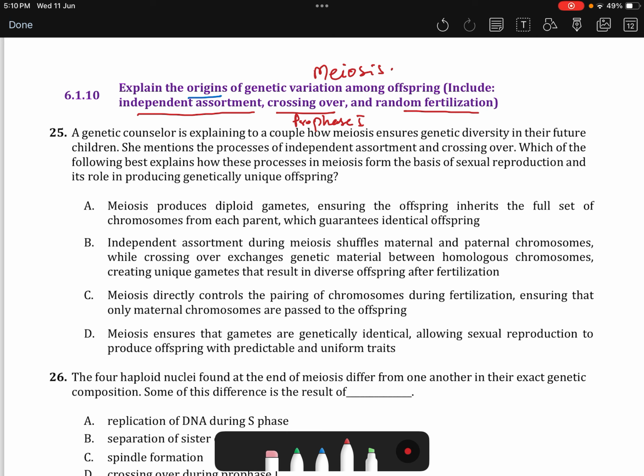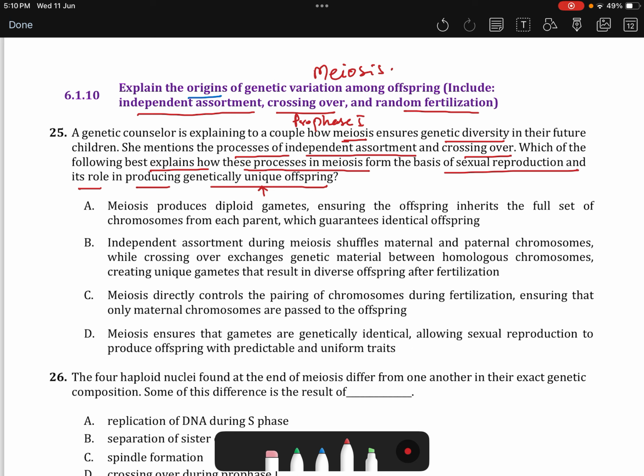A genetic counselor is explaining to a couple how meiosis ensures genetic diversity in their future children. She mentions the process of independent assortment and crossing over. Which of the following best explains how these processes in meiosis form the basis of sexual reproduction and its role in producing genetically unique offsprings?